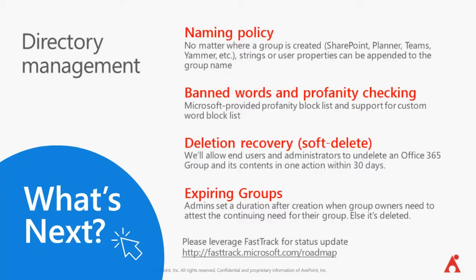And so once they do that, then all of the services like Planner will be able to leverage it. But right now, if you created a group through Planner, the naming policy would not apply. If you created it through Exchange or Outlook interface, it would. So these are some of the gotchas that are causing people to have a little bit of pause and really think about how they're going to deliver this group's service within their organization in a way that's predictable and makes sense. Banned word and profanity checking is something that's coming. This is just a kind of a no-brainer. We want to make sure that groups don't have names that are offensive.